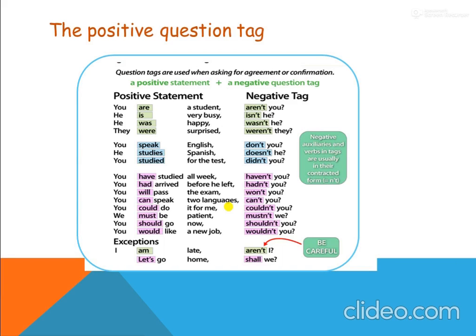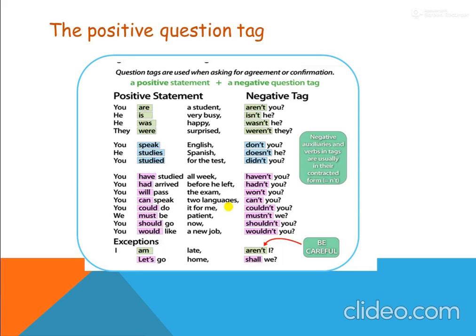Now, here is the chart that explains how we form a positive question tag. A positive statement plus a negative question tag. See the auxiliary verbs here and the main verbs, and how we form them in the question tags. You are a student, aren't you? He is, isn't he? He was, wasn't he? They were, weren't they? You speak, don't you? He studies, doesn't he? You studied, didn't you? You have studied, haven't you?